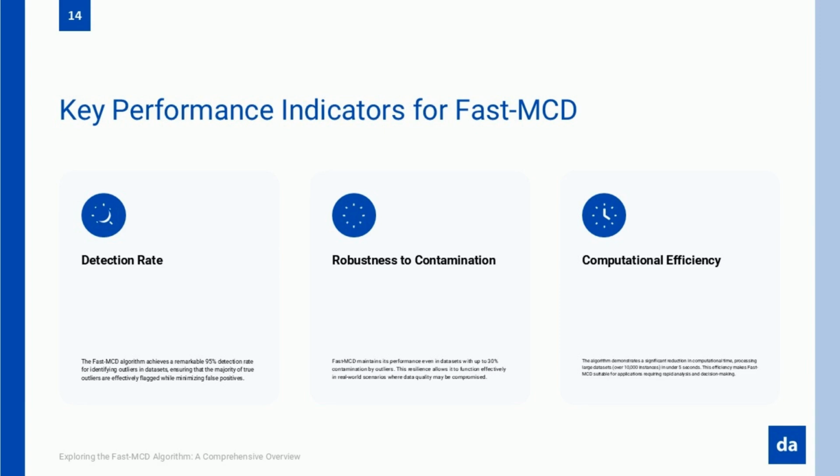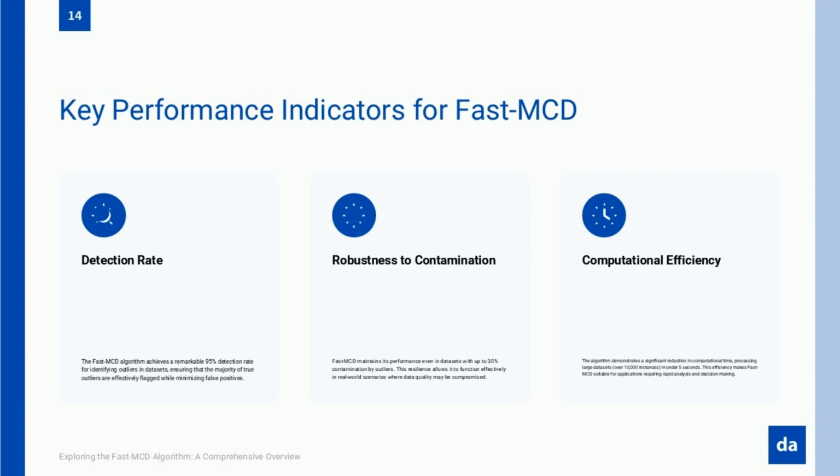The original MCD algorithm was powerful but slow, too slow for large-scale data applications. FastMCD changed that. It can process datasets with over 10,000 instances in under 5 seconds. That's a massive leap in speed, making it practical for real-time and high-volume applications.